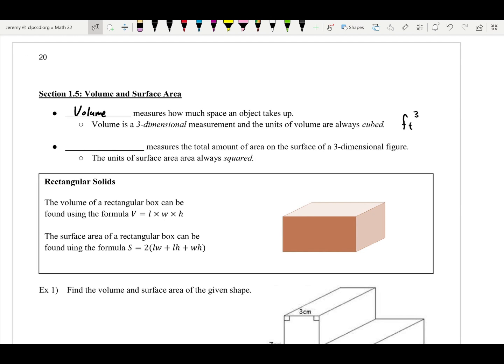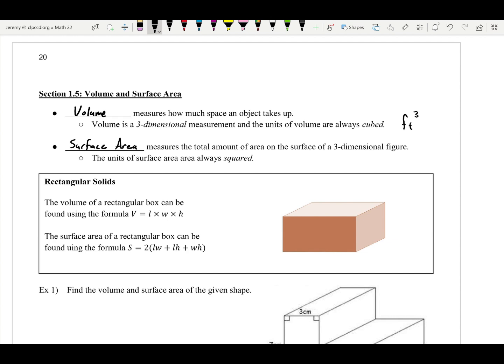The other important measurement we're going to focus on is surface area. This measures the total amount of area on the surface of a three-dimensional figure. You might think the units of surface area would be cubed, like feet cubed, but it actually isn't. It's measured in units squared.